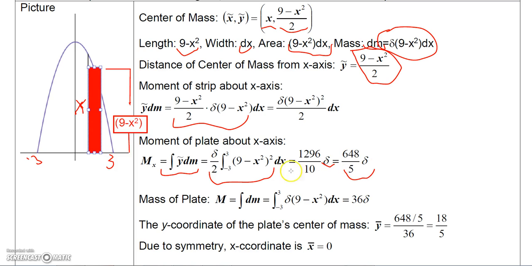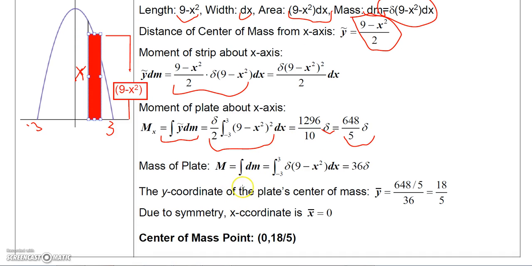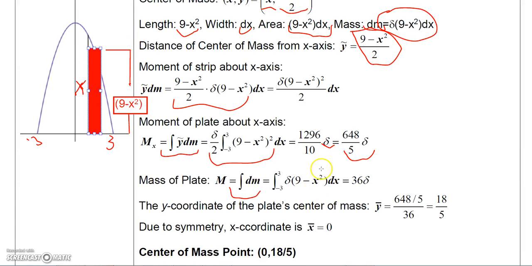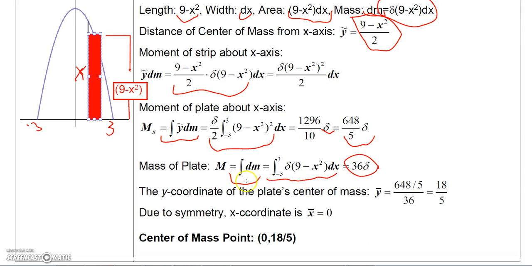Okay? And now to get the mass of the plate, I just integrate the dm, which I learned up there at the top is just the density function times 9 minus x squared. So we're going to integrate that from negative 3 to 3. And so the mass of the plate turned out to be 36 times the delta, or the density function.